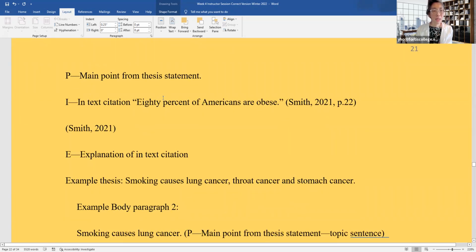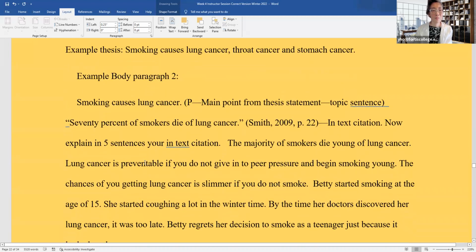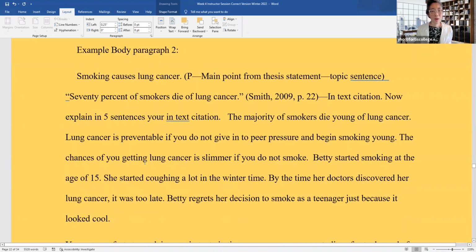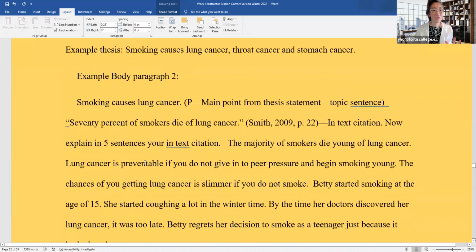So P stands for you take the main point from the thesis statement. Then you have your 1 in-text citation, that's the I, and then E is the explanation of that in-text citation in 5 sentences. So here is an example of a PIE structure body paragraph. The thesis statement is: smoking causes lung cancer, throat cancer, and stomach cancer. And so here you would have: smoking causes lung cancer. That's the main point from the thesis statement.